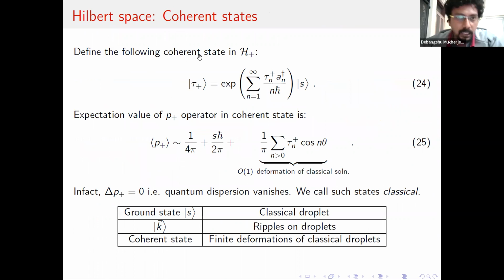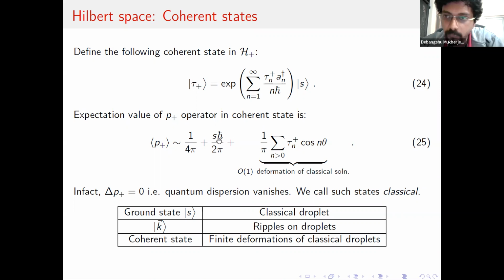Coming back here, this is how I define a generic coherent state, where these tau n plus are nothing but some arbitrary parameters that go into describing the coherent state. Now, if you look at the expectation value of this P plus operator in this coherent state that I just defined, you get an expression of the form 25. Now look at what happens because of this factor of H cut in this coherent state. Equation 25 gets this piece, which is something like an order 1 deformation.